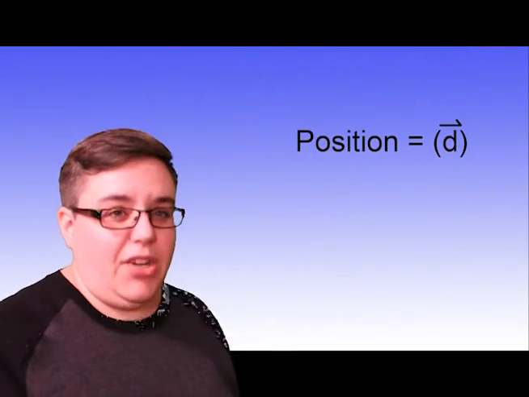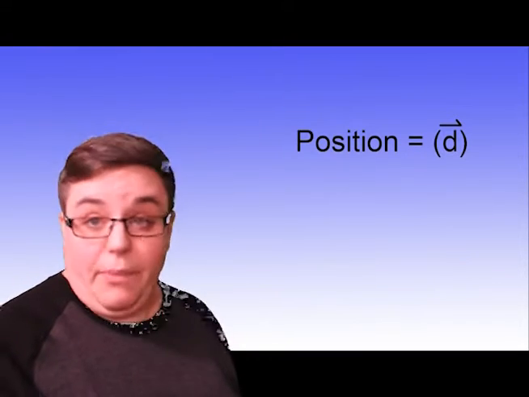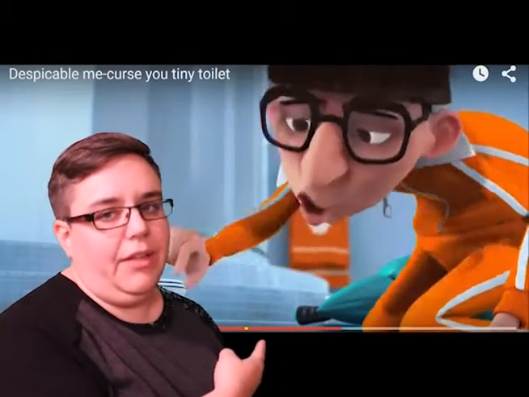Position needs a direction relative to something. My grandma still gives directions like, turn right at the red barn and go half a mile. The red barn is the key to everything. When you have a distance and a direction together, we call that a vector. No, I don't mean the tiny toilet guy.